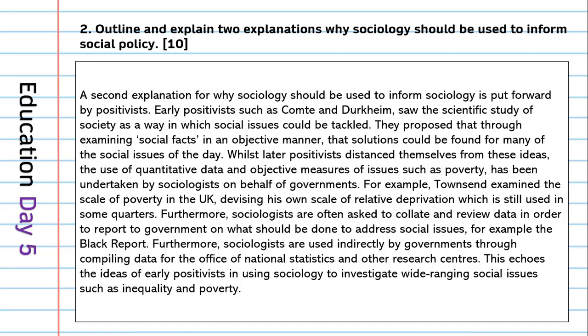Whilst later positivists distanced themselves from these ideas, and that was true, later positivists started to look at sociology scientifically, but they didn't think that it would serve the purposes of social policy. The use of quantitative data and objective measures of issues such as poverty has been undertaken by sociologists on behalf of governments.